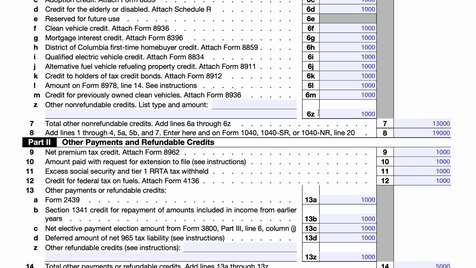In line 10, let's imagine that you filed a tax extension, so either IRS Form 4868 or IRS Form 2350.